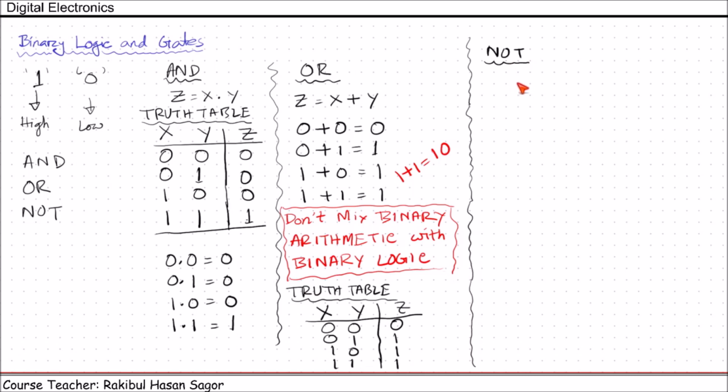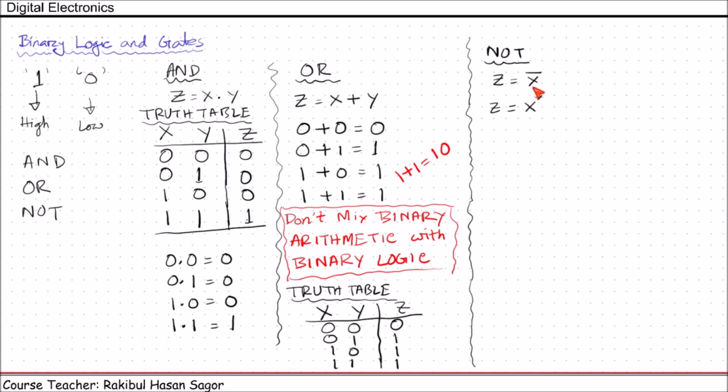This operation is represented by a bar over the variable or a prime sign over the variable. For example, z equal to x bar, or in some books, it is expressed as z equal to x prime. Both represent the same output. Z equal to not x, meaning that z is what x is not.